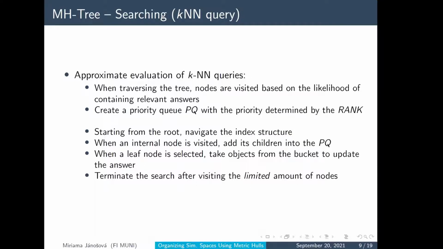During the search, when an internal node is visited, we add its children to the priority queue, and when a leaf node is visited, we take objects from the bucket and update the answer. The traversal is terminated after visiting a limited number of nodes.